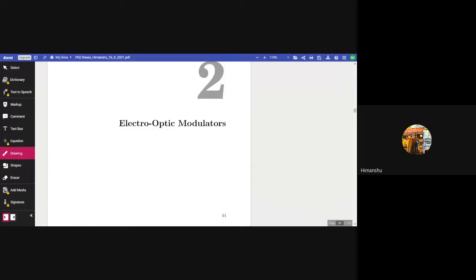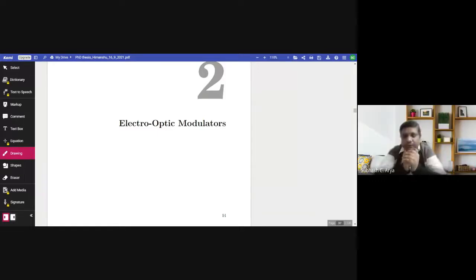Thank you. So today we will begin to read chapter 2. Chapter 2 basically consists of basic block diagram approach of optical communication, followed by various types of electro-optic effect occurring in the optical modulators. Some of the electro-optic effects are Pockels effect, Kerr effect, electro-absorption, and carrier density based electro-optic effect.